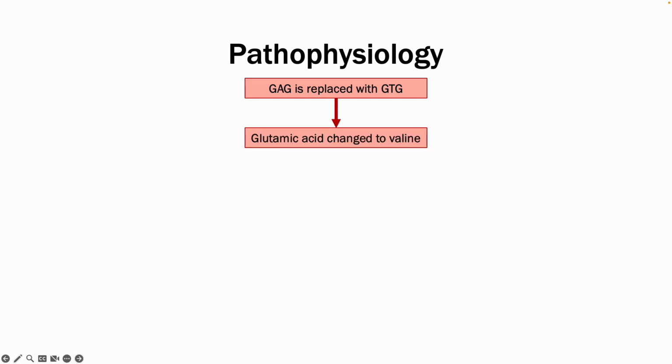Now for a brief overview of the pathophysiology. With the genetic mutation, the GAG triplet code is replaced with GTG. So there is a substitution for a single nucleic acid. This means that the glutamic acid that would be coded for is substituted with valine, and this produces the HbS or sickle cell allele. The HbS becomes more prone to sickling due to this substitution.